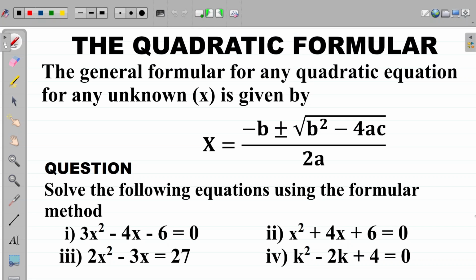Hi, in this video we will solve quadratic equations using the formula method, and also we will consider a scenario where the discriminant is less than 0, that is b squared is less than 4ac. Watch to the end of the video so that you can learn ways to solve quadratic equations using the quadratic formula.